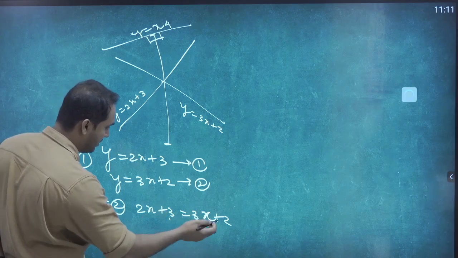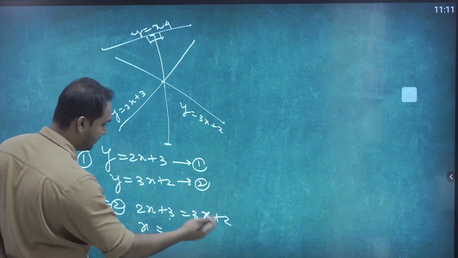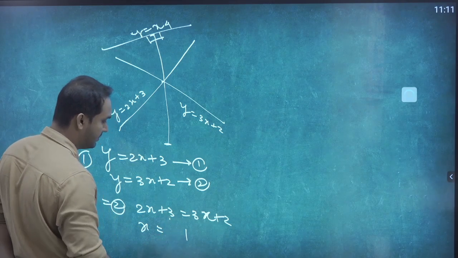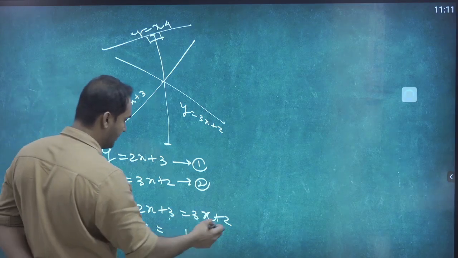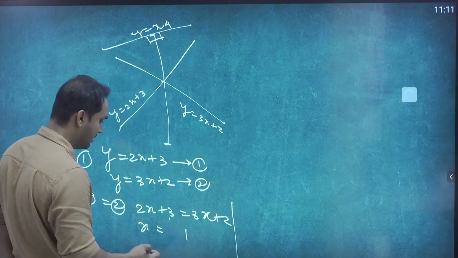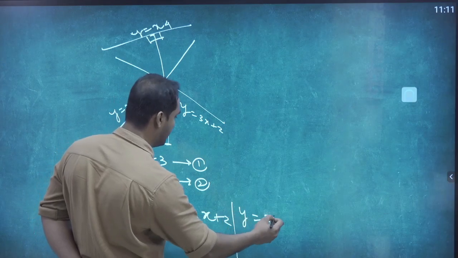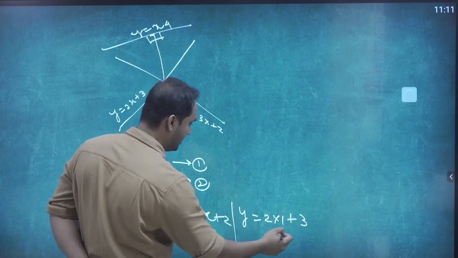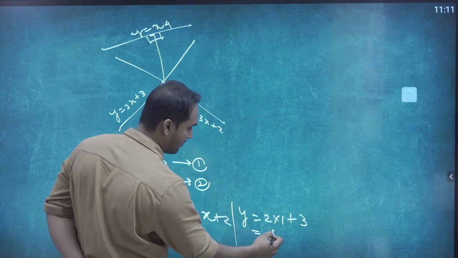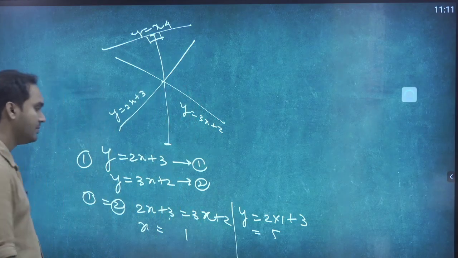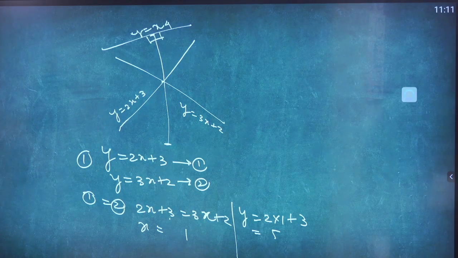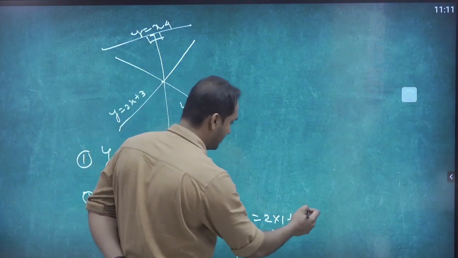We can take it directly. So x equals 1. If x equals 1, then y equals 2 into 1 plus 3, that will be 5, right? That will be 5. Right.